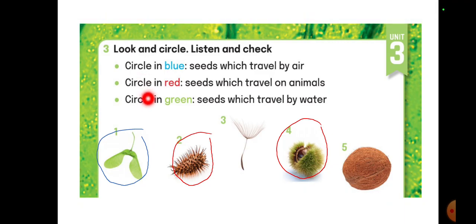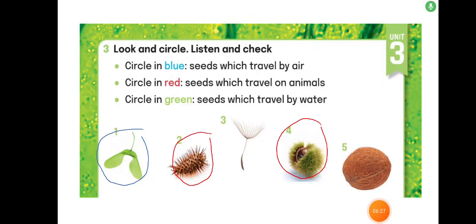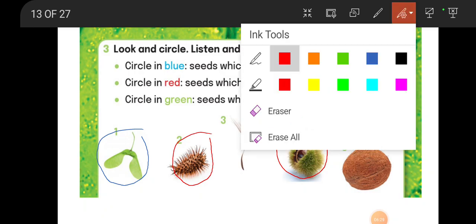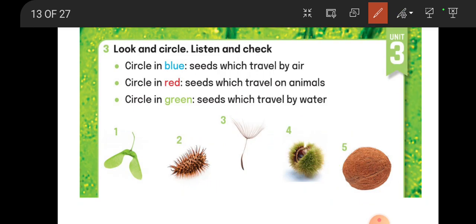And then circle in green seeds which travel by water. Let's find the color green and circle the seeds which travel by water. We can find this seed and seed number 5. Okay.